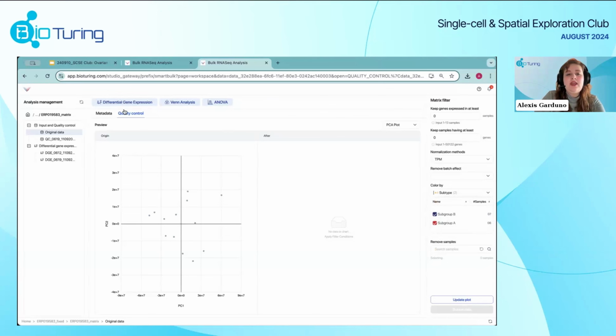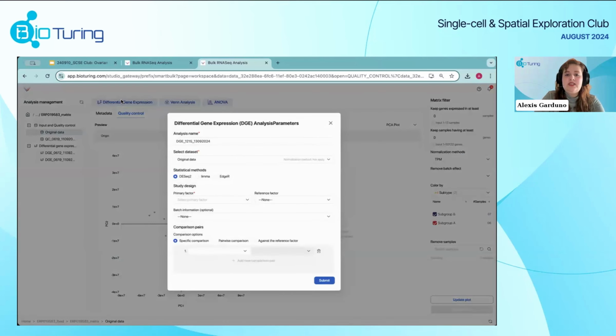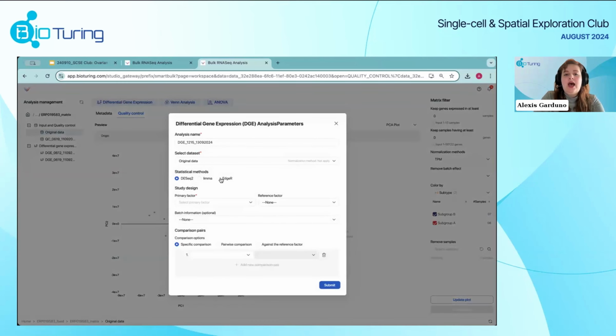So this is where, if you want to then go into the differential expression analysis, you need to choose the data set. You need to also be aware of what statistical method would be required for this analysis. So in this case, we'll be running EDGE-R. But you can also use DSEQ2 if it's raw count data, or if it's normalized data, you can also use LEMA, which is specifically for normalized methods that are applied on the study.